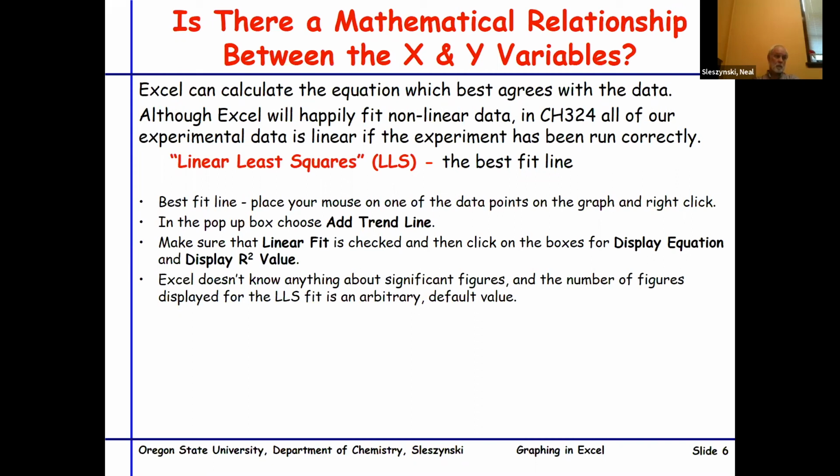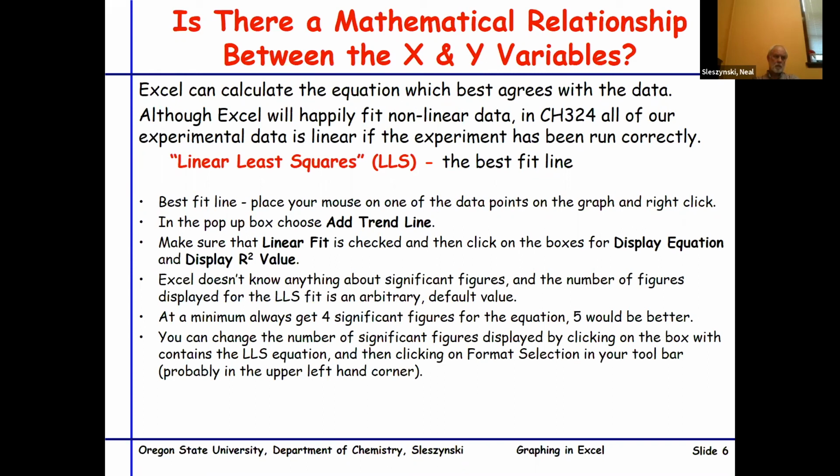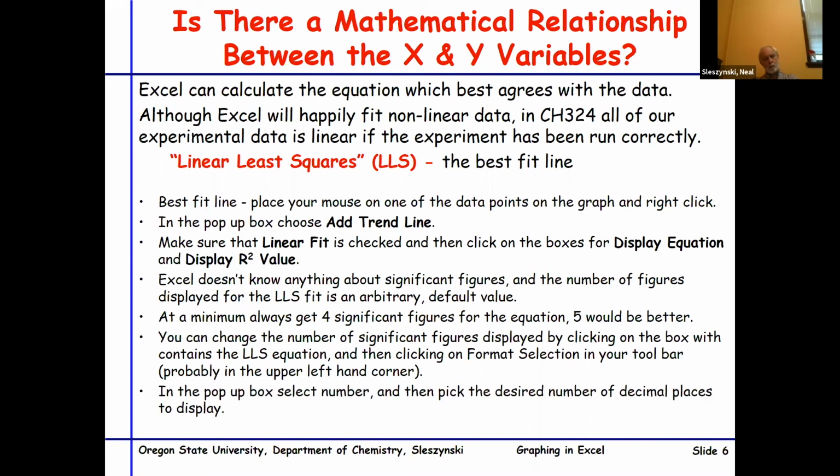Excel doesn't know anything about significant figures, and the number of significant figures displayed for the linear least squares fit is an arbitrary default value from when the program was set up. At a minimum, always get 4 significant figures for the equations listed. 5 would be better. You can change the number of significant figures displayed by clicking on the box which contains the linear least squares equation, and then clicking on Format Selection in your toolbar, probably in the upper left-hand corner of the toolbar. In the pop-up box, select Number, and then pick the desired number of decimal places to display for this equation.